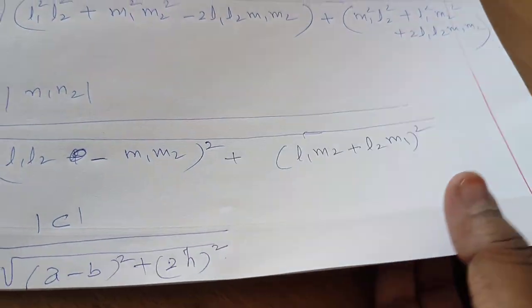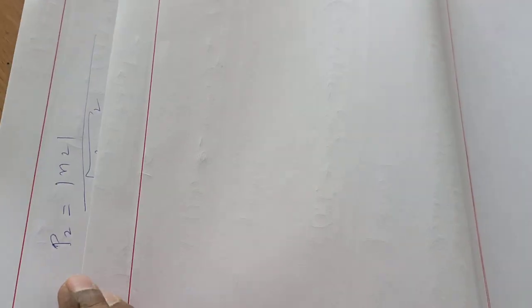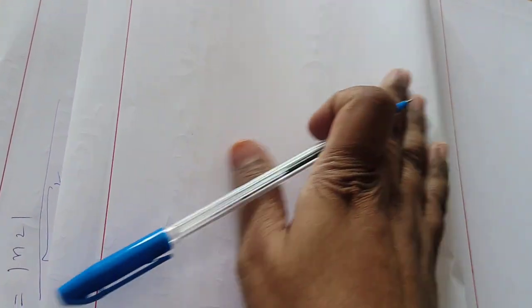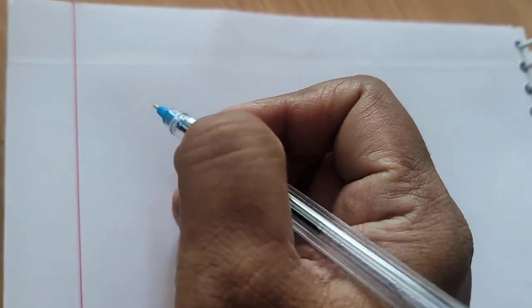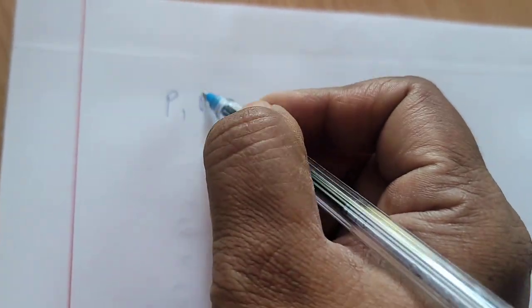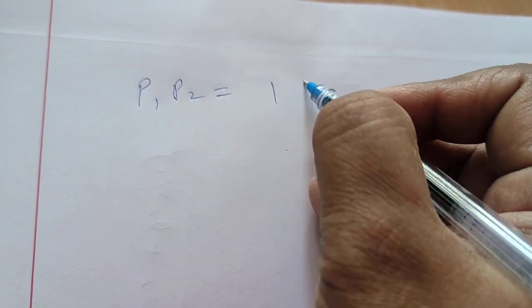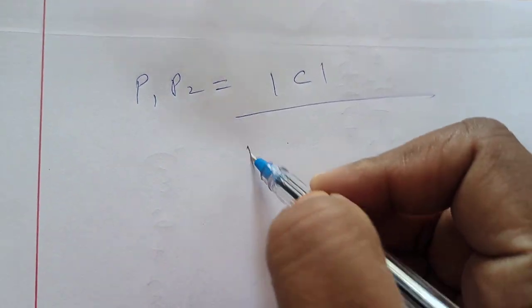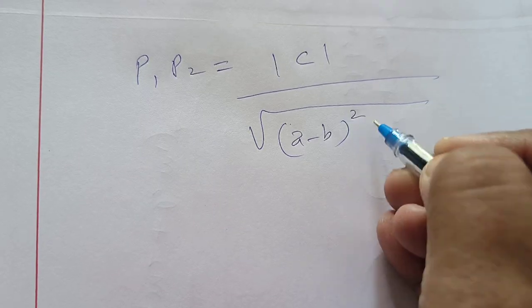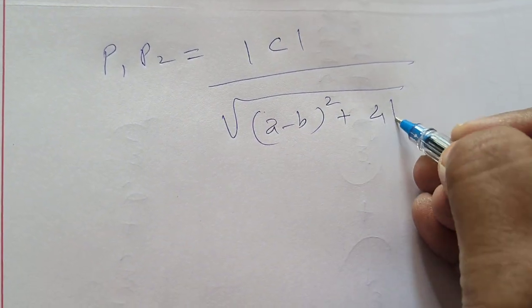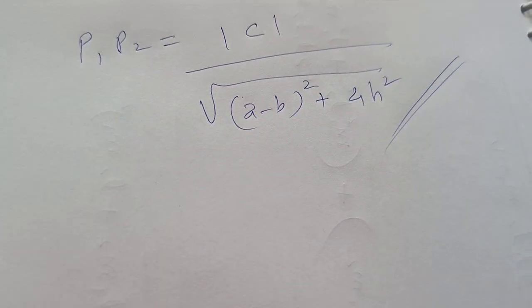So our required answer becomes: the product of the perpendicular distances P1 P2 is equal to mod C by square root of (A minus B) whole square plus 4H square. This is the required answer.